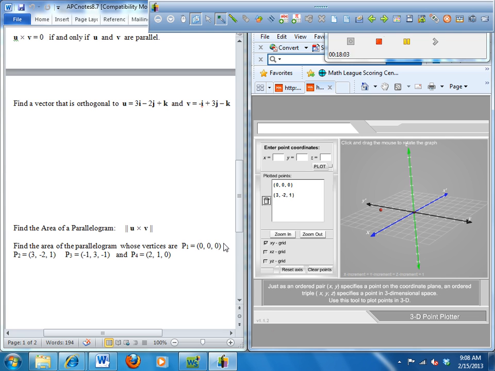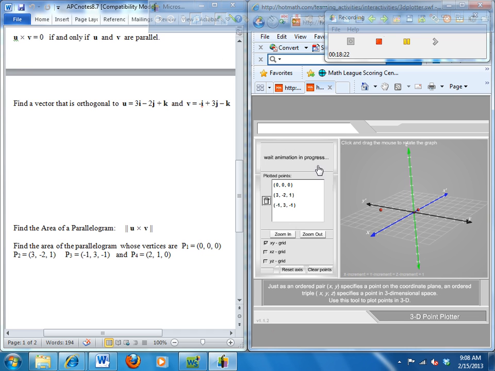And then the next point is negative 1, 3, negative 1. Plot point. And then 2, 2, 1, and 0, and I hit plot points.